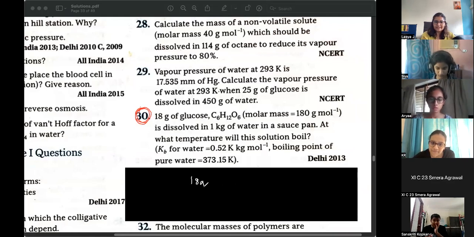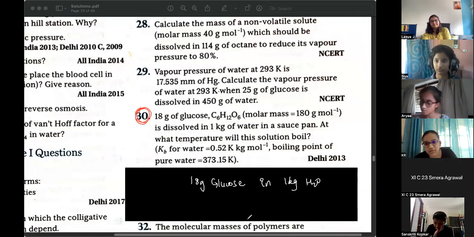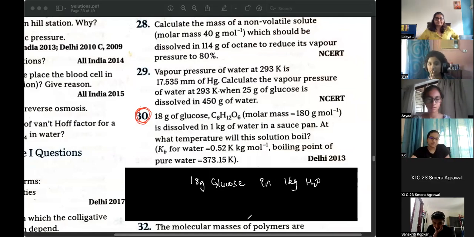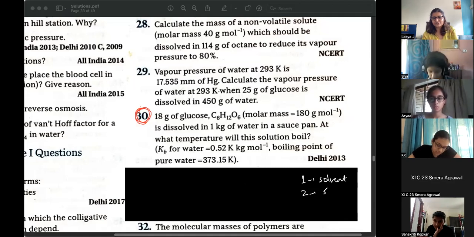Adding 18 grams of glucose in 1 kg. Oh, sorry. So we don't have to put 1,000 in it. Direct 1. I get confused with the 1 and 2. So what I do is just stick to the basics. No, ma'am, that would be even more complicated. I just say 1 is solvent, 2 is solute. This you need to remember then, if you're going by that.